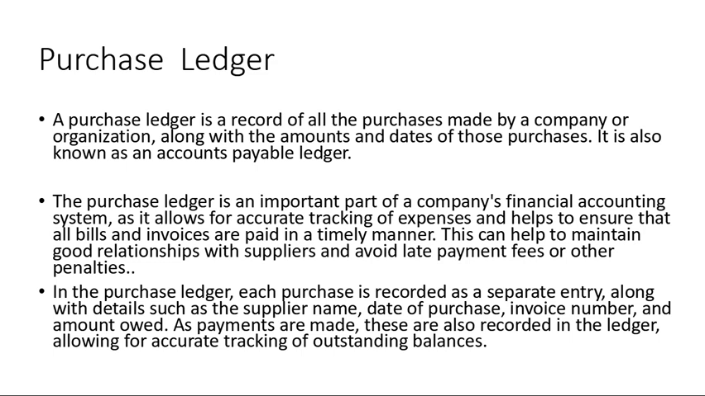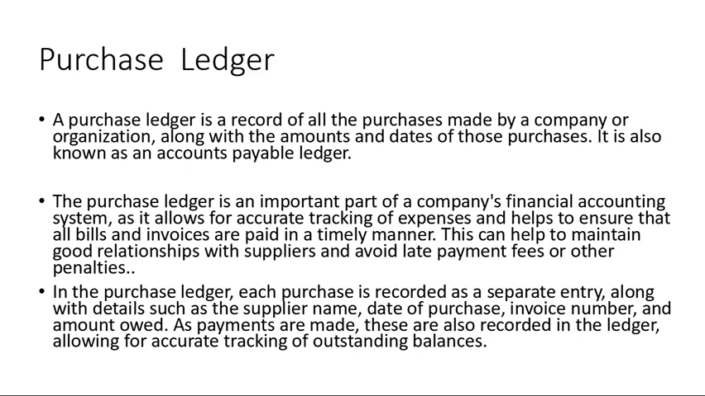So in the purchase ledger, each purchase is recorded as a separate entry along with details such as supplier's name, date of purchase, invoice number, amount due. When payments are made, these are also recorded in the ledger, allowing for accurate tracking of outstanding balances. So basically, in the purchase ledger, we prepare the accounts of accounts payable.